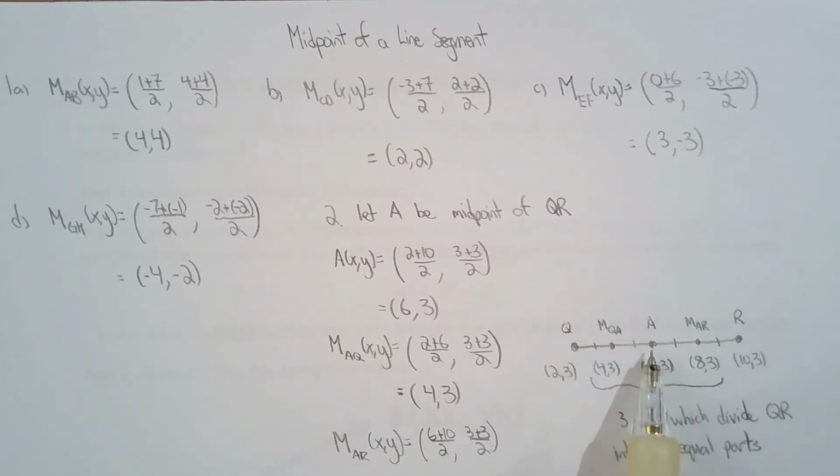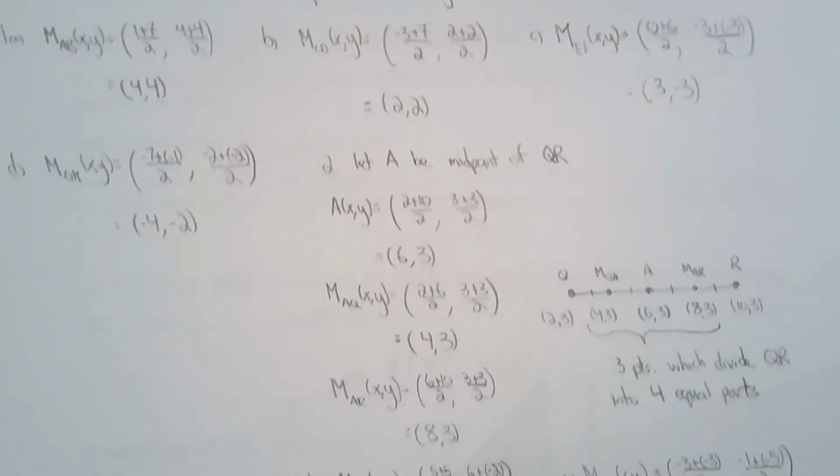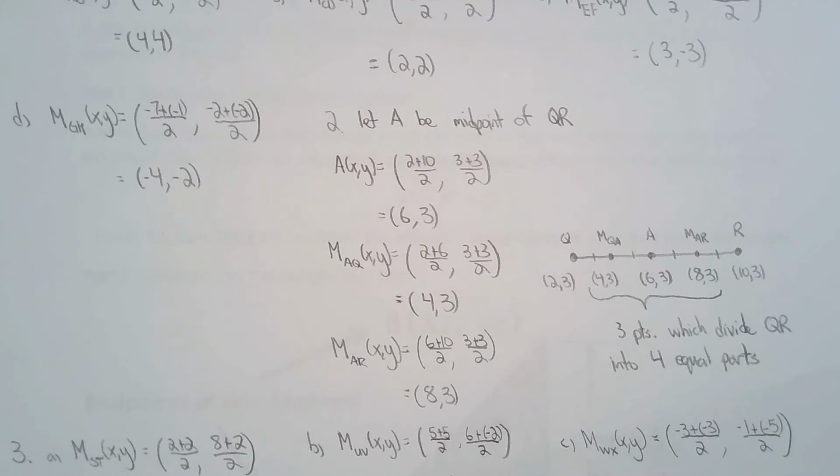And so what I did was I found the midpoint of QR, which is me chopping it in half. Now how do I chop it in quarters? I take the half and chop that in half, and that will give me the quarters. So I found the midpoint of QR, and then I found the midpoint of QA and AR, and that will give me the 3 points that divide QR into 4 equal parts. Okay, basically it's a midpoint and then midpoint again.